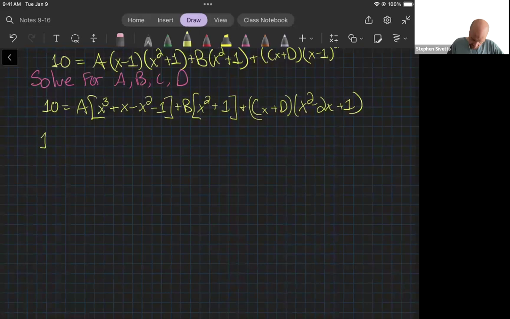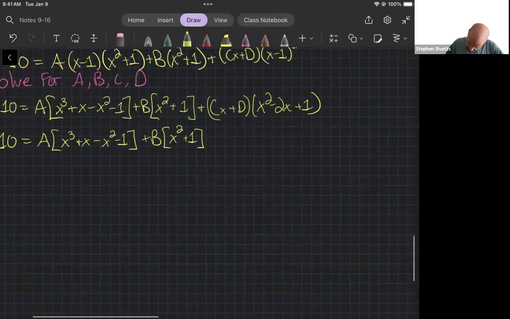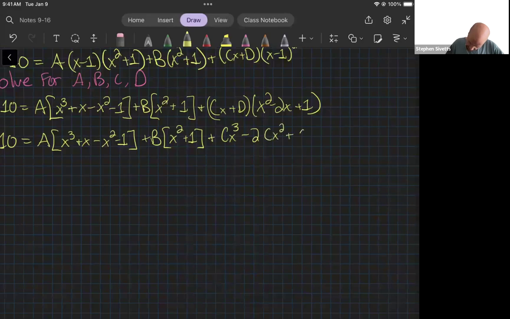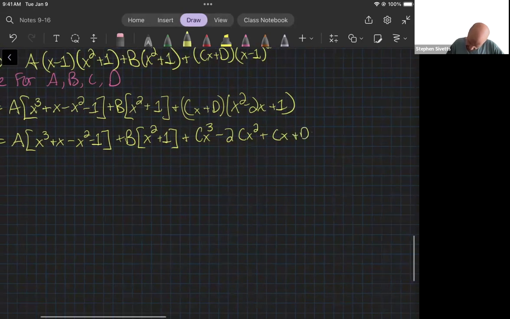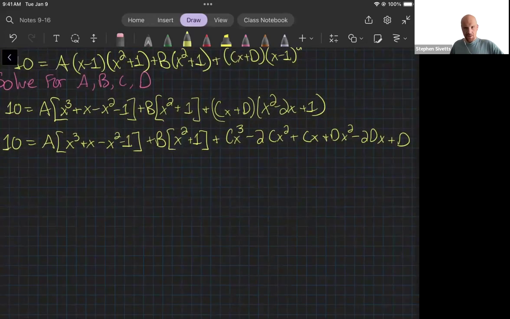And so this means that 10 is equal to a times x cubed plus x minus x squared minus 1, plus b times x squared plus 1, plus cx cubed minus 2cx squared plus cx, plus dx squared minus 2dx plus d. All right. There's that.